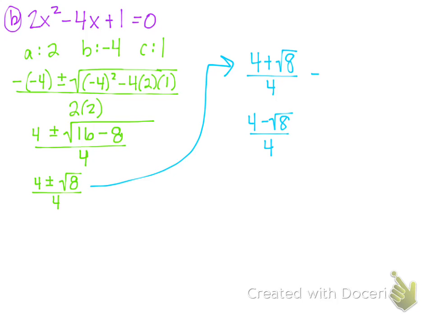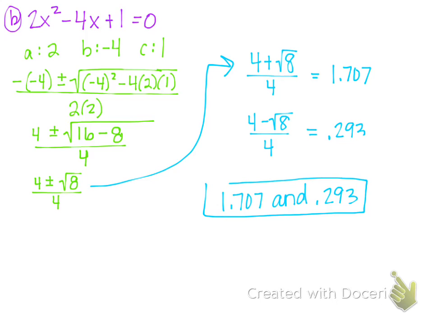We can put those in the calculator. And for the first one, we get a positive 1.707. Let's use 3 decimal places. And for the second one, we get a positive 0.293. So our solutions are 1.707 and 0.293. Okay, there we go.